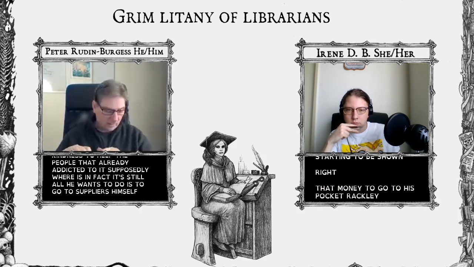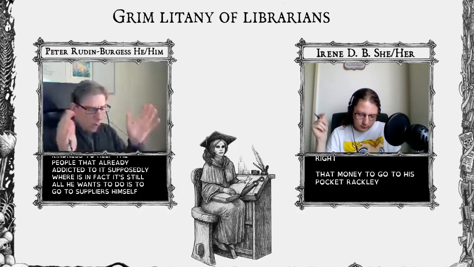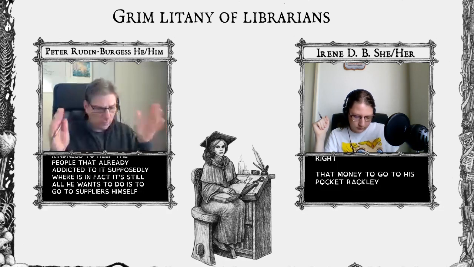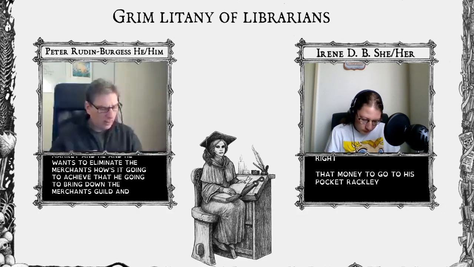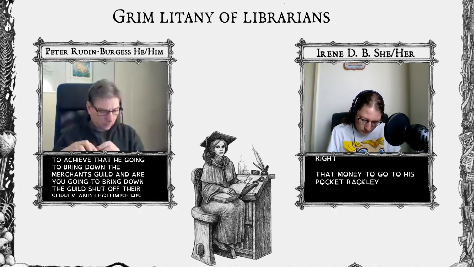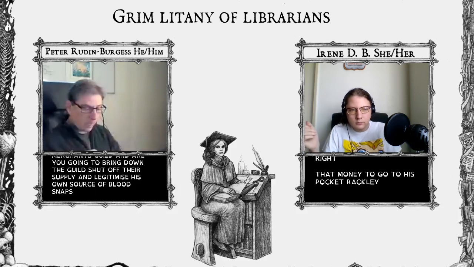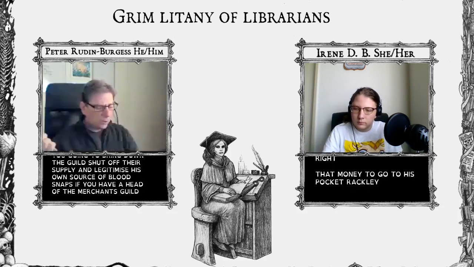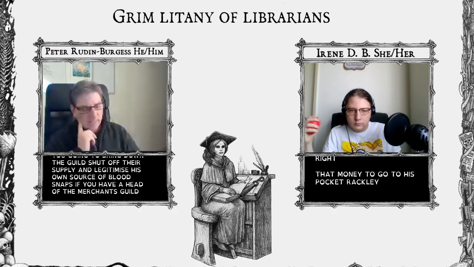Oh yes, that's him. So we know what he wants. He wants control of this market, and he wants to eliminate the merchants. How is he going to achieve that? He's going to bring down the guild, shut off their supply, and legitimize his own source of blood schnapps. Now, the head of the Merchants Guild doesn't know that the mayor is working against him, so the mayor is going to want to use agents to carry most of this out, and that's where the characters come in.